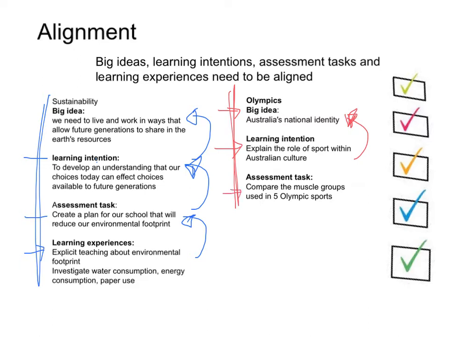However, look at the assessment task. Compare the muscle groups used in five Olympic sports. Not aligned. Where you get that lack of alignment, which in this example is fairly obvious, to use an understatement, you have a real problem, because the students will be focusing on the assessment task without really focusing on what you want them to learn, which is the learning intention. So when you're planning or designing your curriculum, make sure that you have alignment as one of the underpinning foundations of your design.